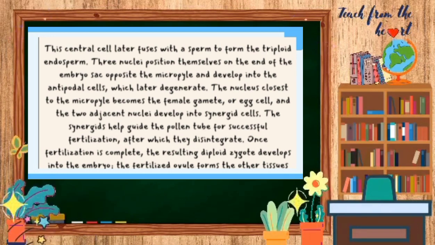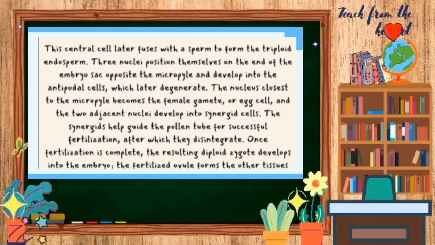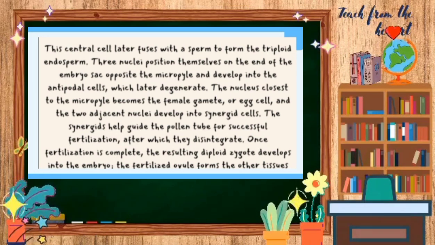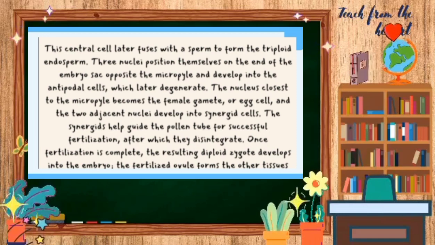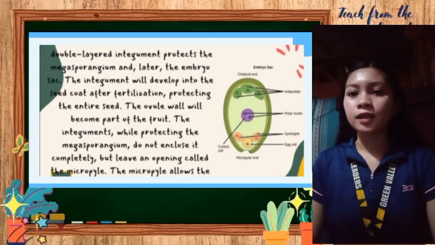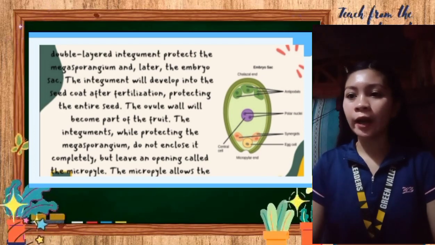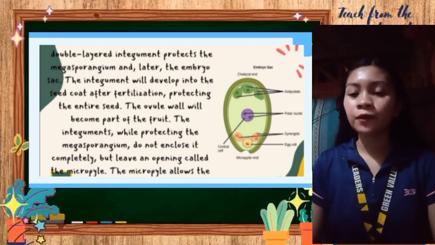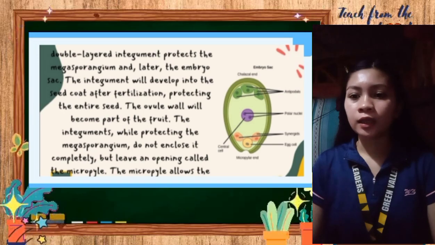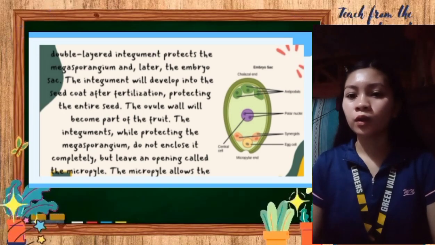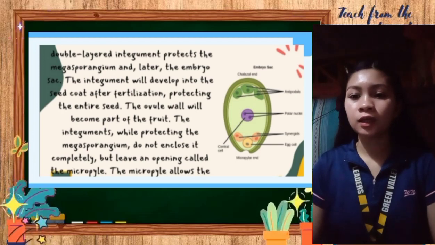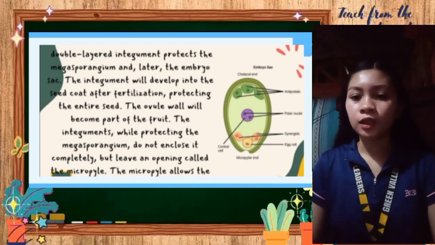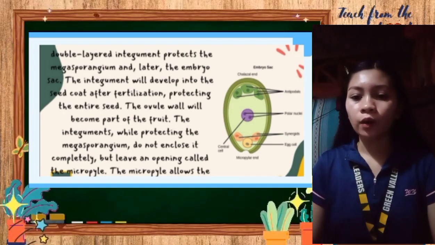Once fertilization is complete, the resulting diploid zygote develops into the embryo. The fertilized ovule forms the other tissues. Double-layered integument protects the megasporangium and later the embryo sac. The integument will develop into the seed coat after fertilization, protecting the entire seed. The ovule wall will become part of the fruit. The integuments, while protecting the megasporangium, do not enclose it completely but leave an opening called the micropyle.